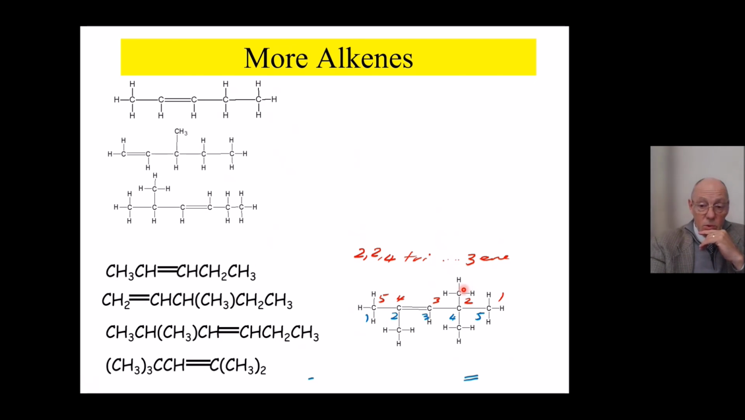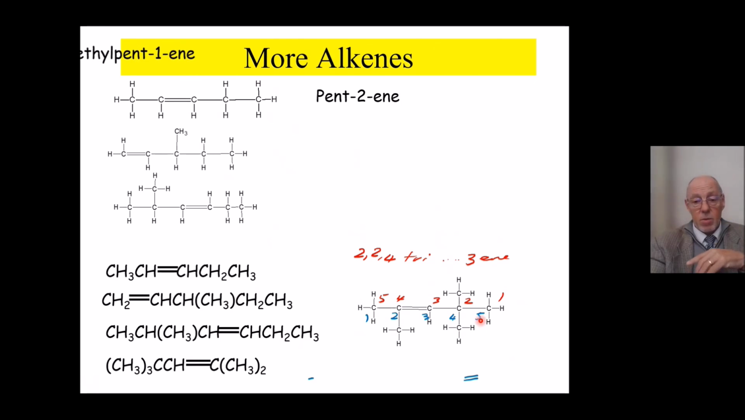2, 2, 4. So there's the 2, start numbering this side. 2, 2, 4, trimethyl. 1, 2, 3, 4, 5, pent-3-ene if you start numbering that side. But if you start numbering this side, it would be 2, 4, 4, trimethylpent-2-ene.